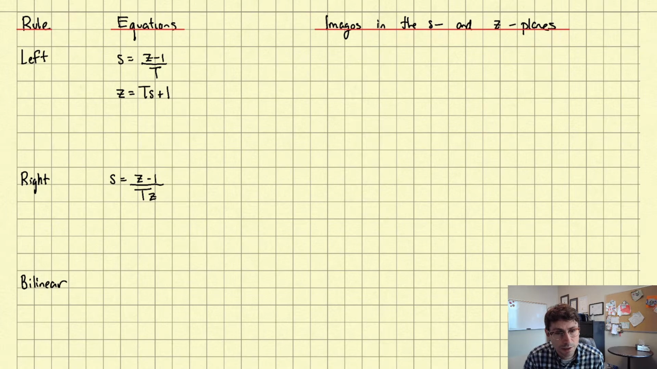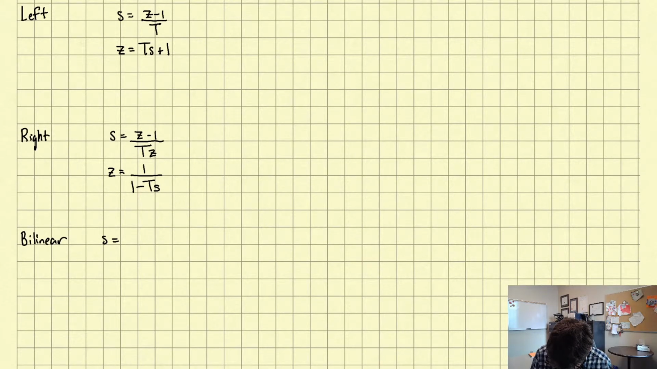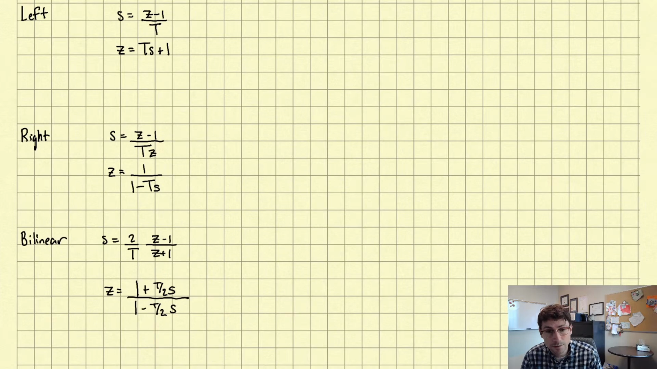Okay, for the right side rule, we derive the equation. That's the equation we derived for the right side rule. Solving for z gives 1 over (1 minus Ts). And for the bilinear transformation, this is the equation we derived. Solving for z gave us this. Okay, so those are the rules.